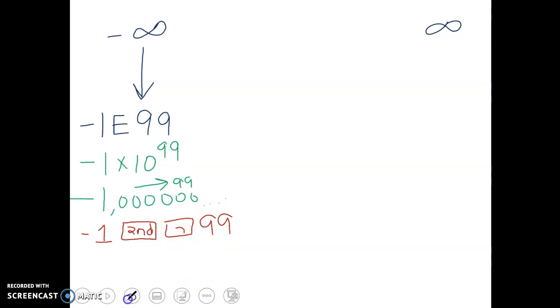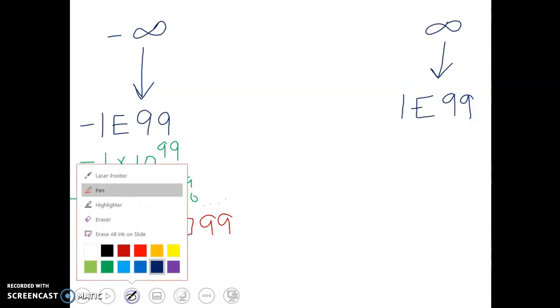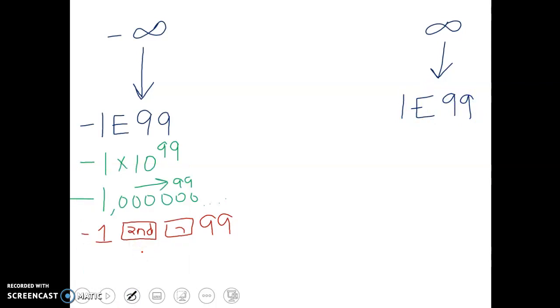For positive infinity, it would be the same thing. Instead of -1e99, this would be for an upper boundary that went to positive infinity. You would type in 1e99. So with the calculator, you would hit 1, second, comma, 99.